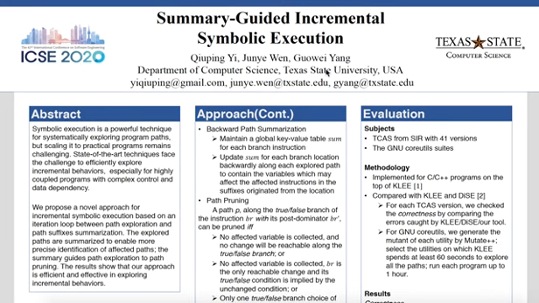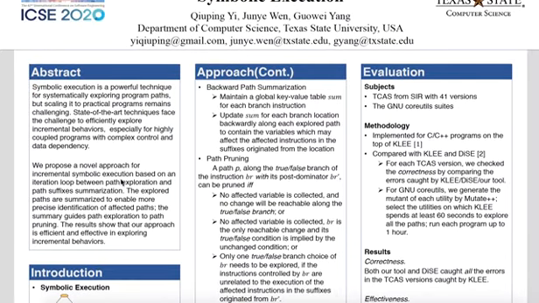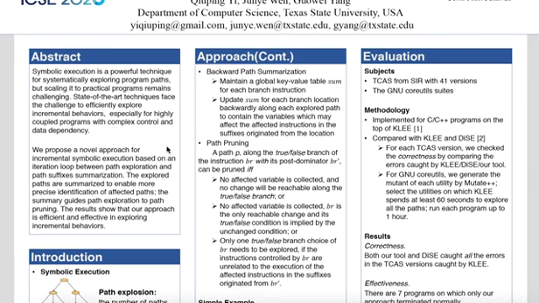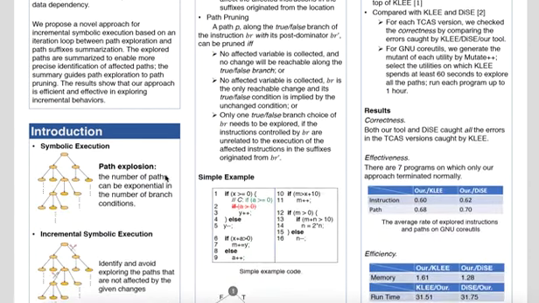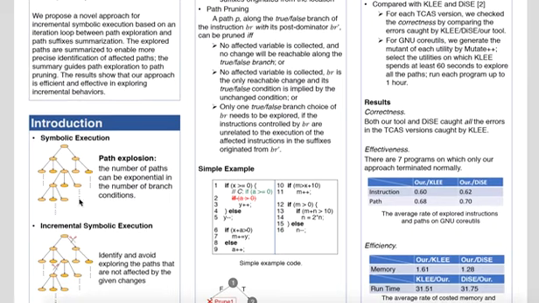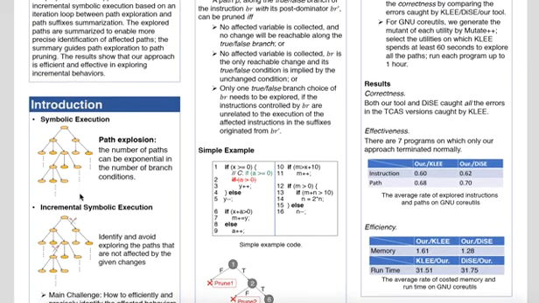I'm very glad to present our approach, which is named Summary-Guided Incremental Symbolic Execution. Symbolic execution is an efficient technique for systematic path exploring. It doesn't execute programs with a concrete input, but with a symbolic input. Specifically, it generates a symbolic execution tree of the analyzed program. Each path of the tree represents one feasible path.